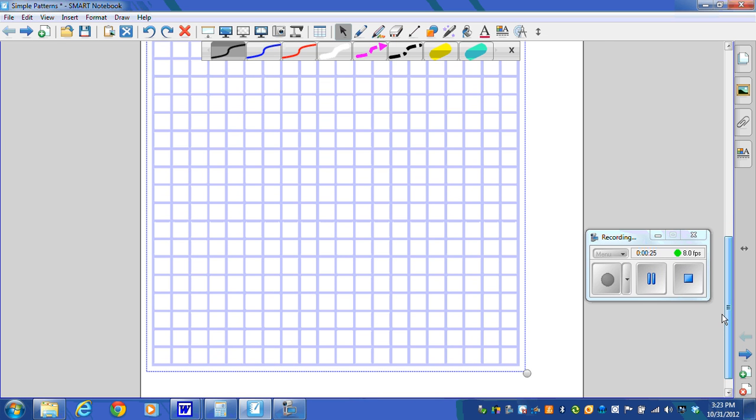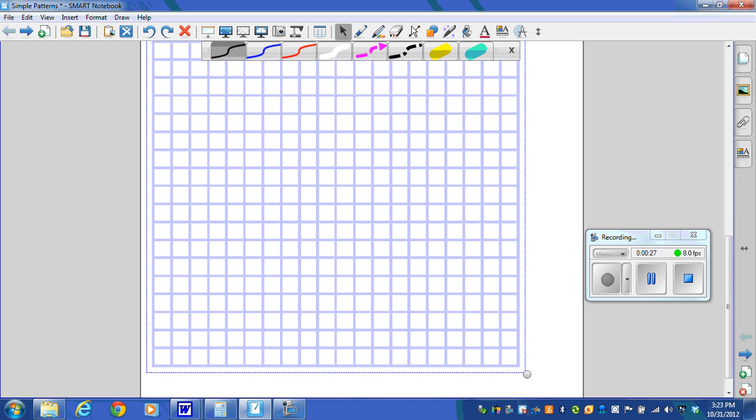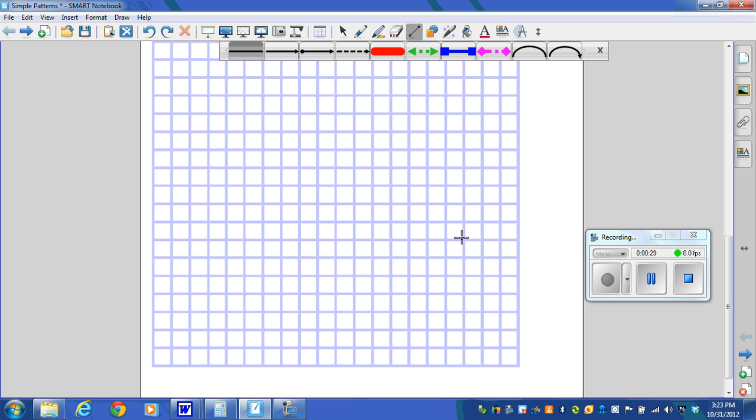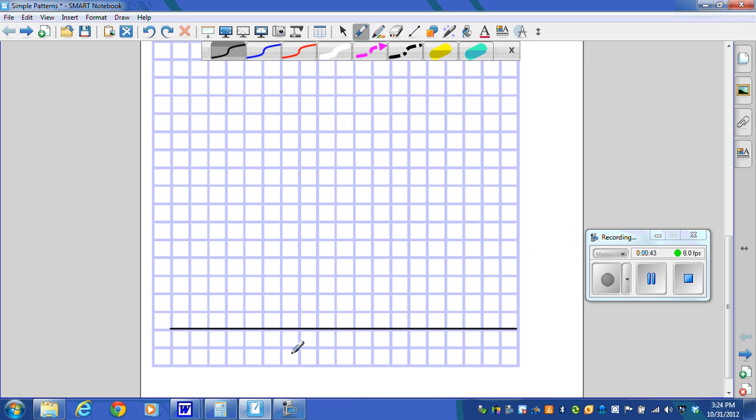Your term number will always be along your horizontal axis, the line going across the page. That's your term number. So I'm going to label that now. Term number.